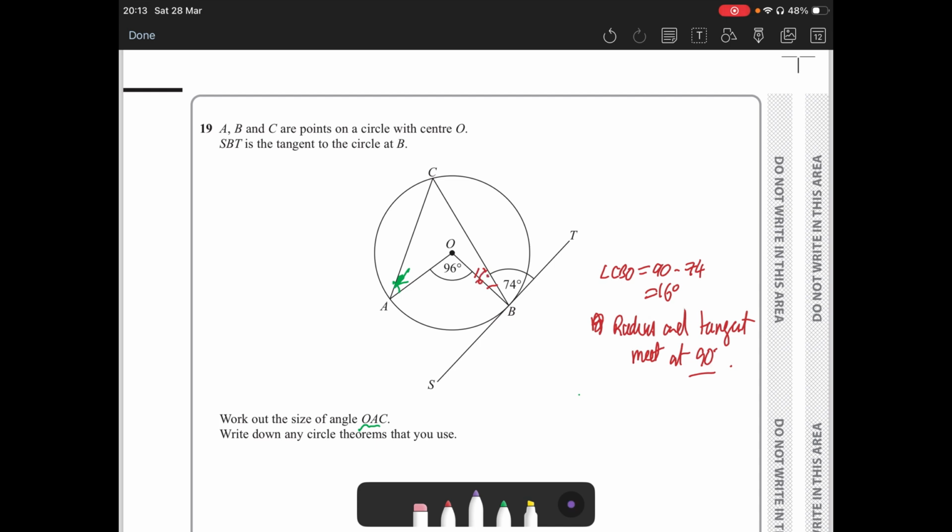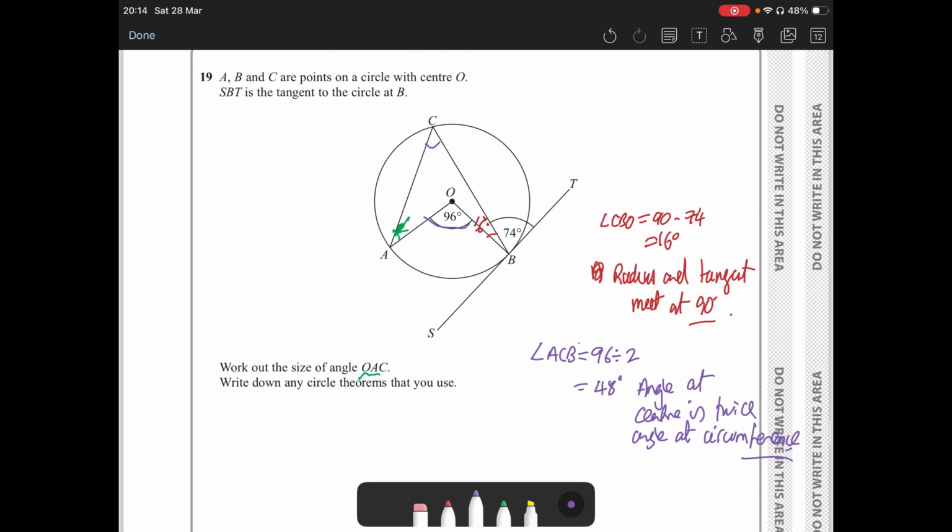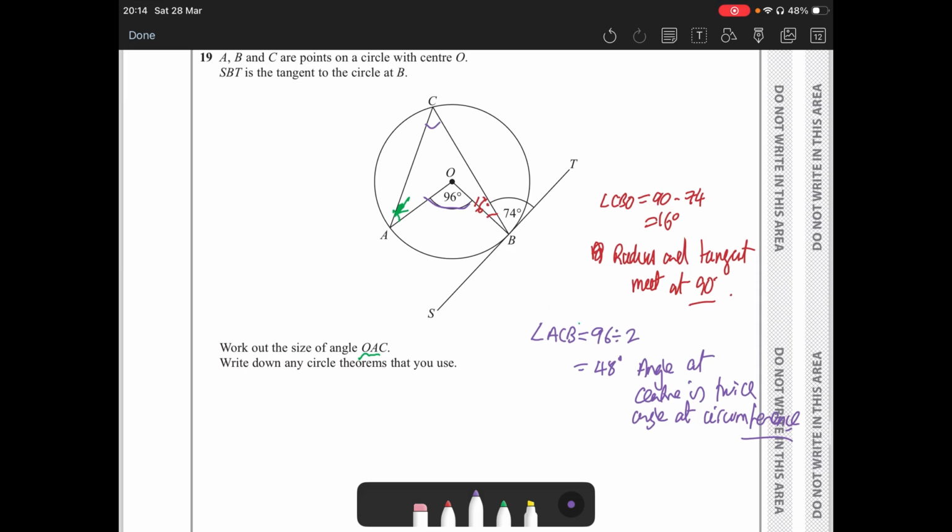Cool. Next up, I know that this angle here will be half of 96. So let's continue by saying angle ACB equals 96 divided by 2, which, leaving nothing to chance, I'm going to calculate. 96 divided by 2 is 48 degrees. And my reason is the angle at center is twice the angle at circumference. I know I'm writing off the page, but this is just a walkthrough. Okay, so we've got 48 now.